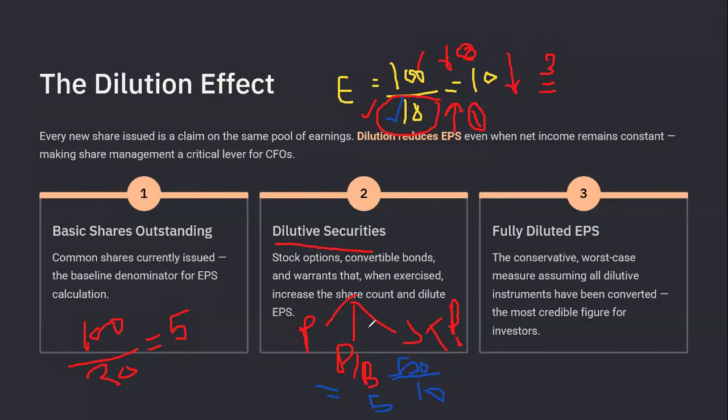In fully diluted form, I have the combination where it is 50 divided by 20, and my answer will be 2.5. So when I reduce in profit, it is dilution of securities. When I increase number of shares, it is dilution of shares outstanding, and it is considered as full dilution effect when I have used the combination of 1 and 2. So this is called a dilution effect of earning per share.